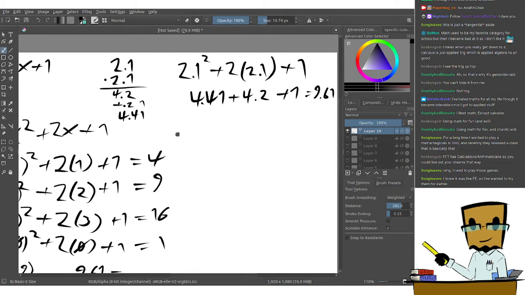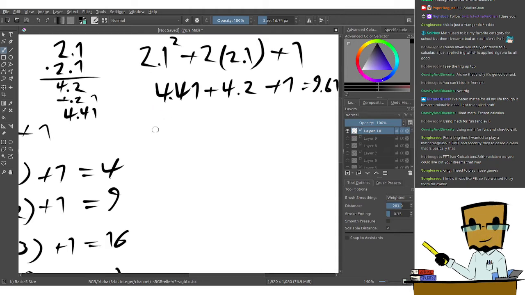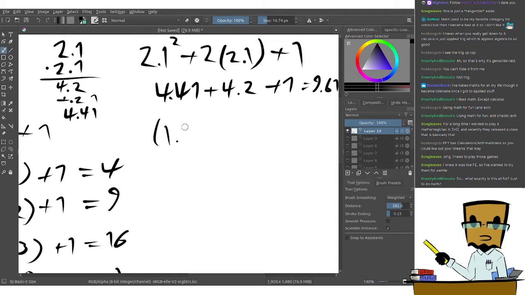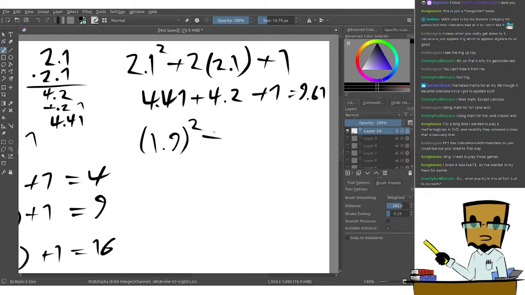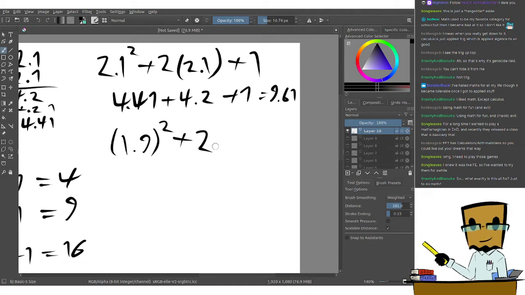There we go. 3.61. Let's substitute everything in first. What exactly is this all for? I'm trying to teach math a little bit. I'm not the best teacher.